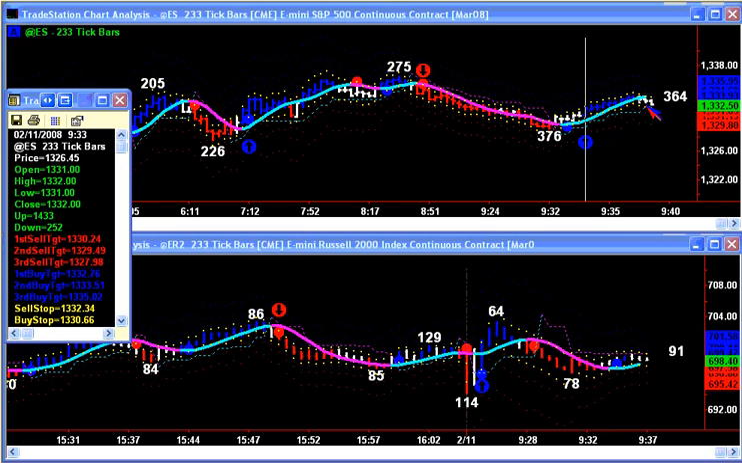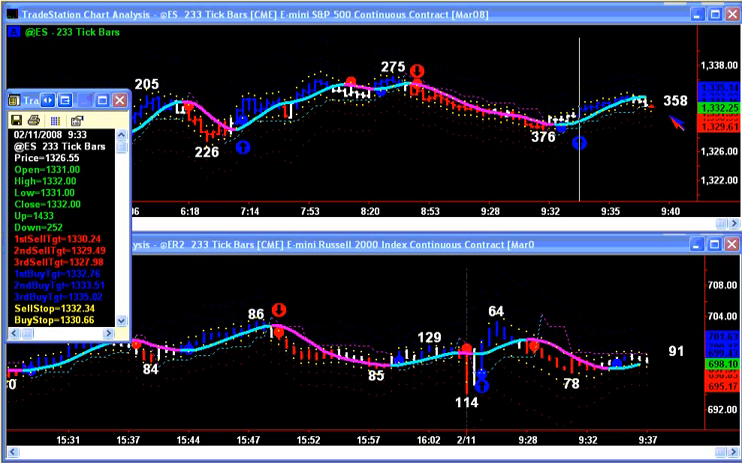Okay, now we already know we have permission to take a short in the ES, the E-mini S&P, because on the bearish side, 376 is greater than 226. So a red paint bar may be coming in. Once this dotted line is broken, we'll be out of this long trade. And if we get a red trender dot, that'll be our trigger bar to go short.